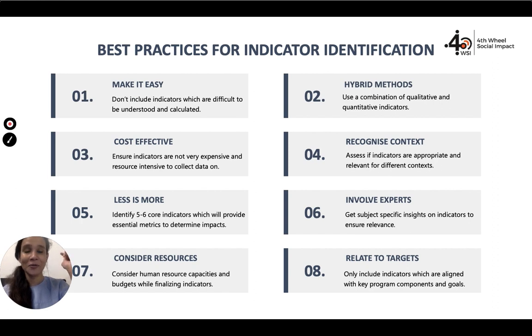I think also important is less is more. You don't need to collect 50 indicators. As long as you have one or two indicators tracking your outcomes, that's more than enough. So identify core indicators which will provide essential metrics for you to get an understanding of the impact.